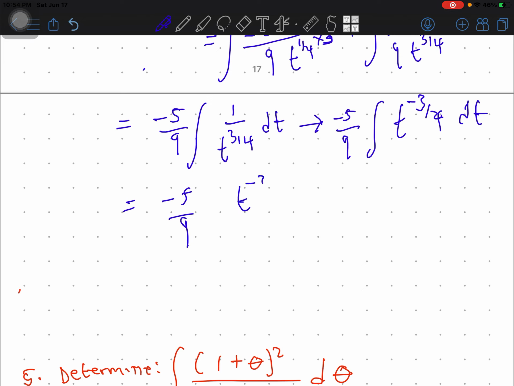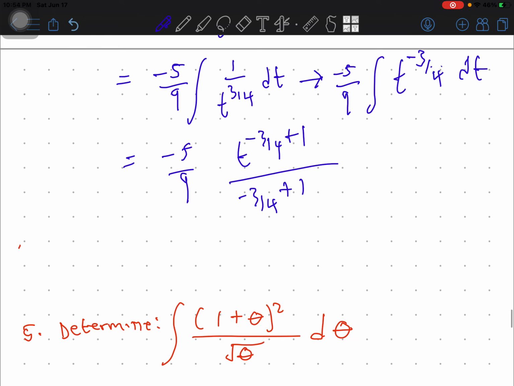So finally you can do your integration, which is -5 over 9, and then your integration will be t power -3 over 4, don't forget that this is 4 over 4 plus 1 over -3 over 4 plus 1. And when you get this, you are going to get something like -5 over 9, and then t power 1 over 4 over 1 over 4 plus c.